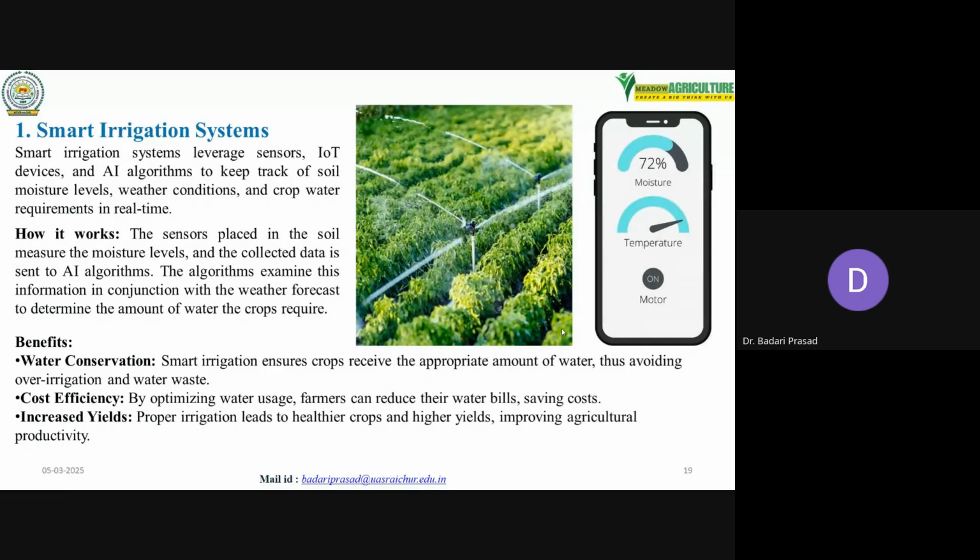So the benefits of this smart irrigation system are water conservation. It ensures the crop receives the appropriate amount of water, thus avoiding over irrigation and water wastage. Cost efficiency by optimizing water usage. Farmers can reduce their water bills and save costs.